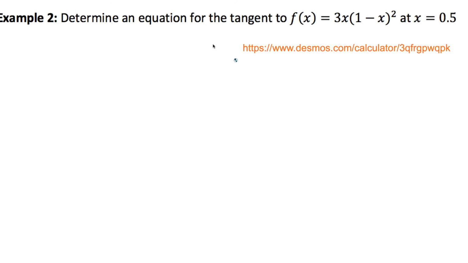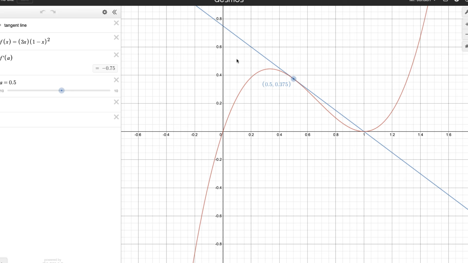Example 2, determine an equation for the tangent to function f at x at an x value of 0.5. So let me make sure you know what we're doing here. Here is the function f at x in red. We want the equation of this tangent line, the blue line, that touches the function at an x value of 0.5. To write the equation of that tangent line, we are going to need to know the slope of it, which we can find by plugging in an x value of 0.5 into the derivative, and we should get negative 3/4.